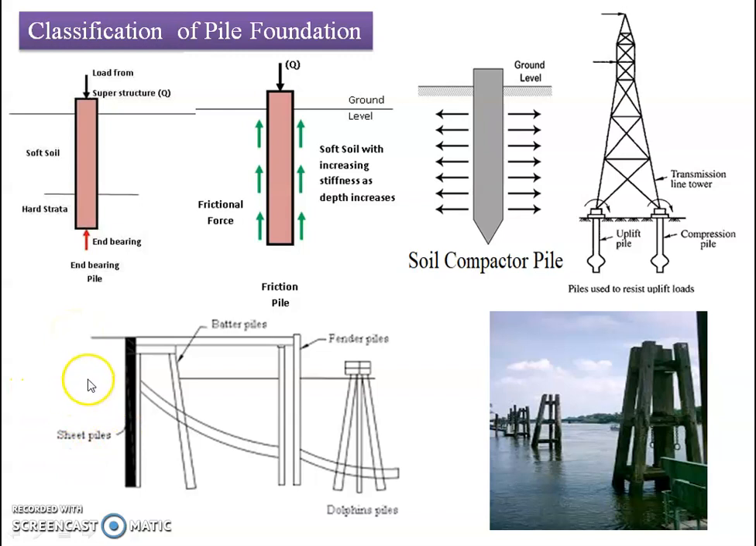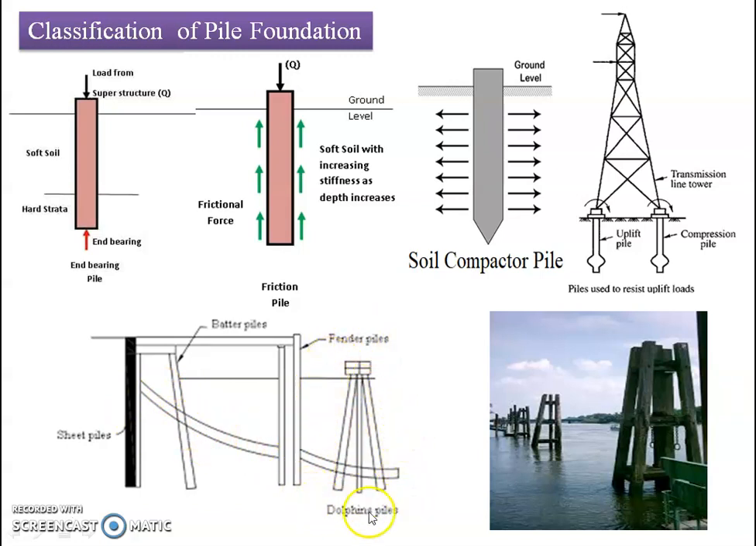So sometimes to support this element, we are going to provide tie members. They will provide some tensile force so that there should not be any overturning of the sheet piles. Such types of piles are called batter piles. If the assembly is too big and the forces are too big, we will take the help of some sitting elements which will support or transfer the tensile stress to their connection, which are called dolphin piles.